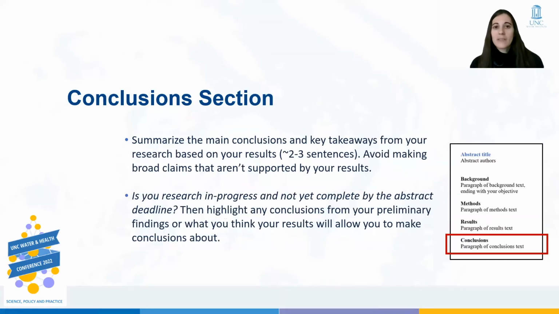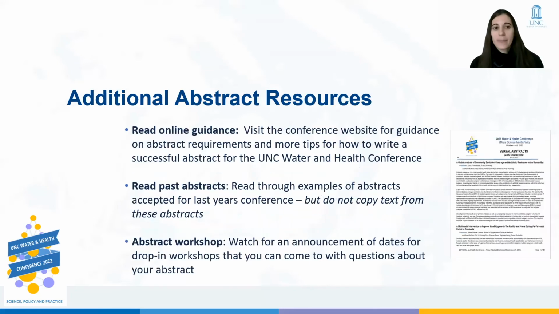The final section of your abstract should be the conclusion section, and this should summarize the main conclusions and key takeaways of your research based on your results. Make sure that these conclusions are specific to your actual study results and avoid making broad claims that aren't supported by your results. Again, if your research is in progress, that's okay. You can use this section to highlight any conclusions from your preliminary findings, or you can talk about what you think your results will allow you to make conclusions about.